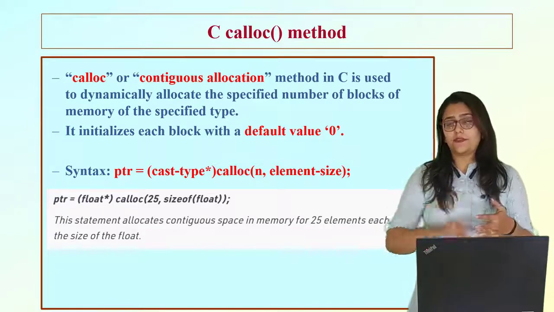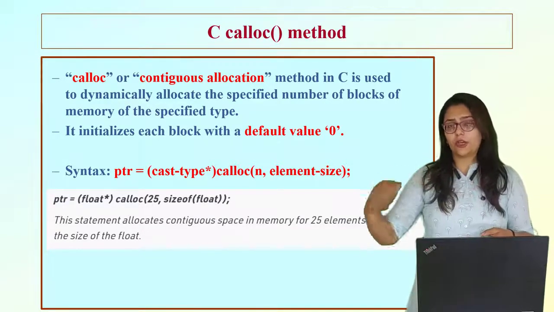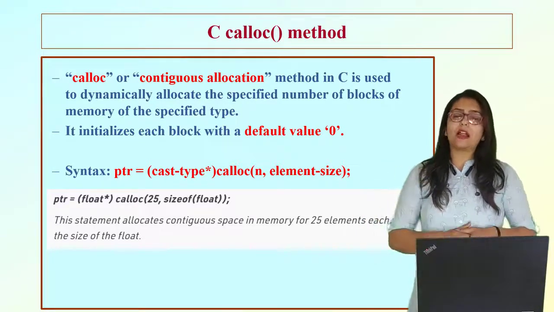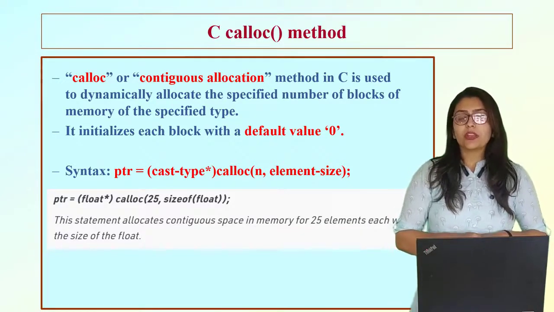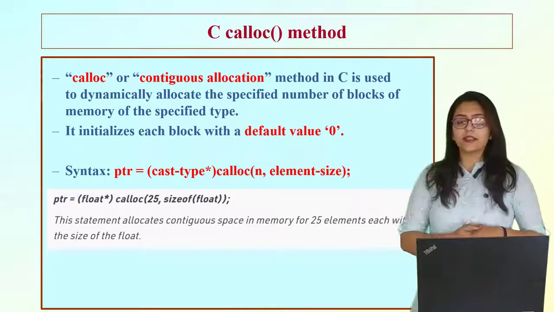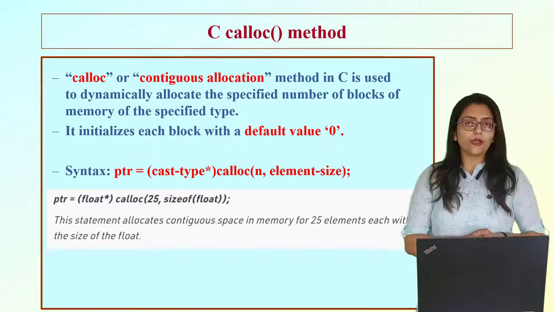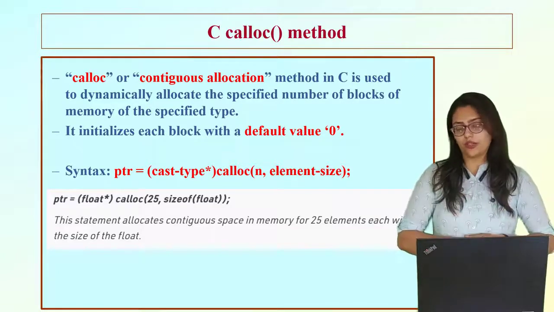How is calloc different from malloc? In calloc each memory location is initialized to 0, so the default value will be 0. In the case of malloc it was a garbage value. Now what will be the change in syntax? Nothing. The syntax will be the same, but instead of malloc we use calloc in order to provide contiguous memory allocation.